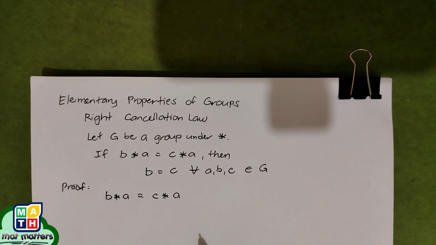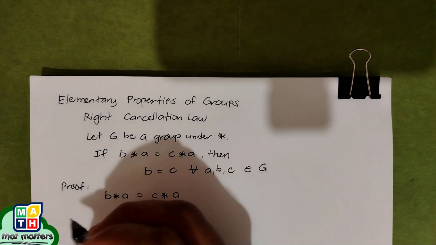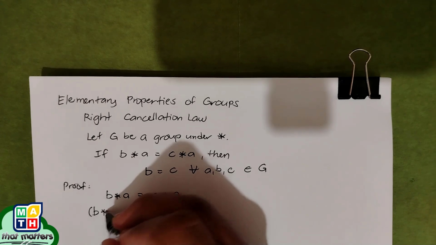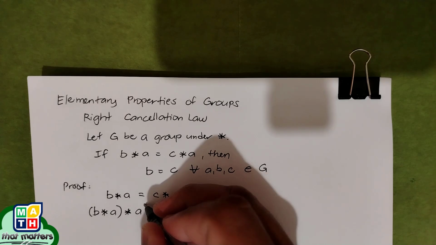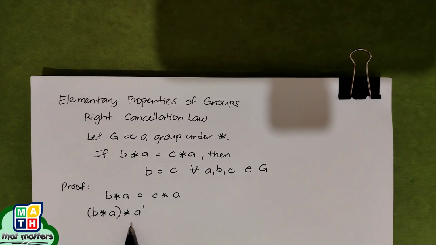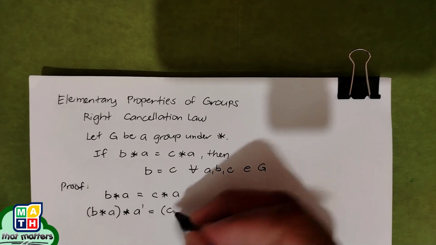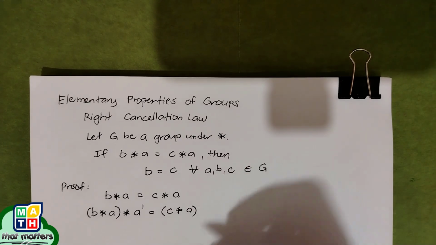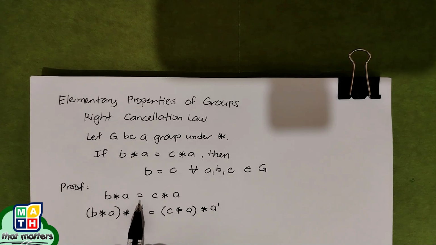And I would like you to introduce that on the right because we have here the right cancellation law. Hence, we're going to treat this as 1, and we're going to operate it with the inverse of A. Now, doing the same thing on the other side, C star A, we're also going to introduce the same inverse so that we retain the equality presented earlier.